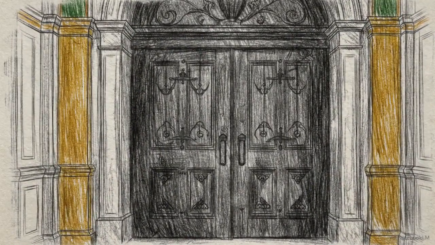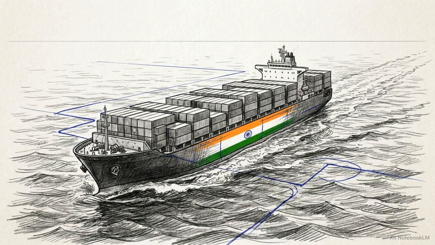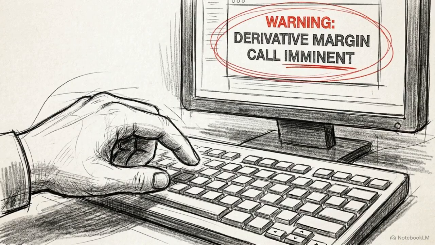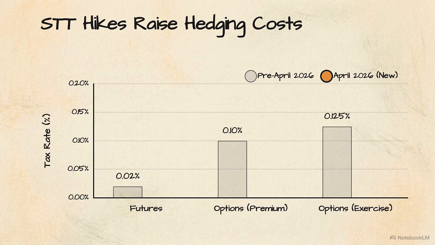union budget. The finance bill eliminated the 18% goods and services tax on brokerage and intermediary services provided to FPIs. By treating these as exports, the government significantly lowered direct cash market transaction costs. That cash market benefit is offset by rising friction in the derivatives market, which FPIs heavily rely on to hedge their index exposure. This chart details the securities transaction tax increases effective April 2026.